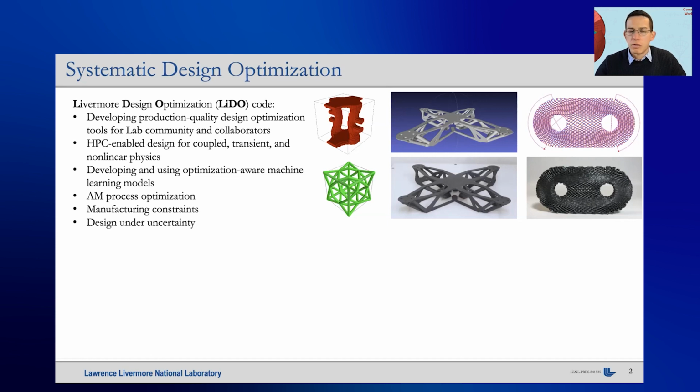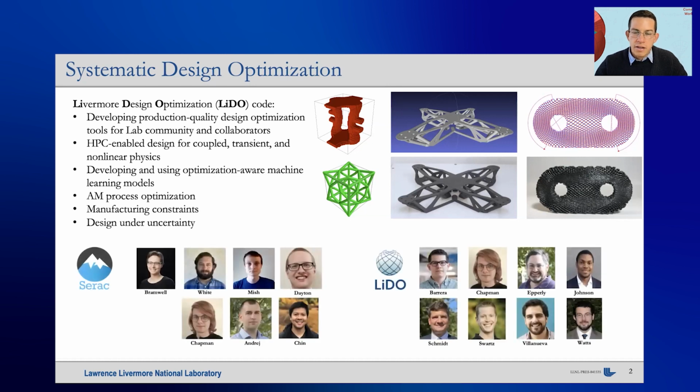So overall, LiDO can do quite a number of things, but in this talk, I'm going to focus on gradient-based shape and topology optimization. And before I go into the details, I want to acknowledge that I'm the one talking, but most of the people that have worked pretty hard on this code are here on the right as part of the LiDO team. And I'm also showing the Serac team. I'm going to explain why in the next slide.